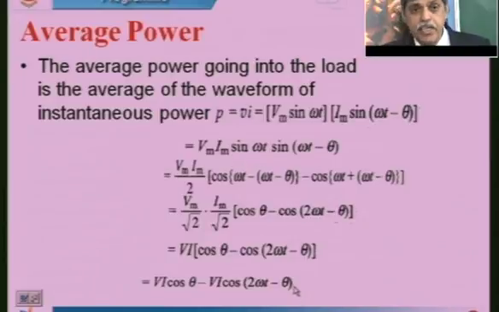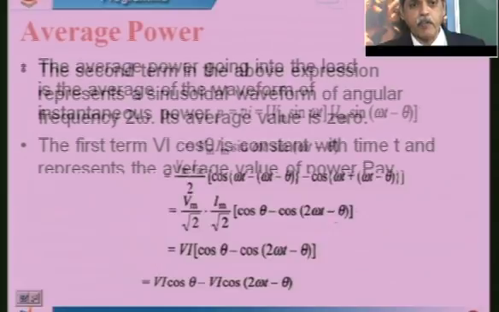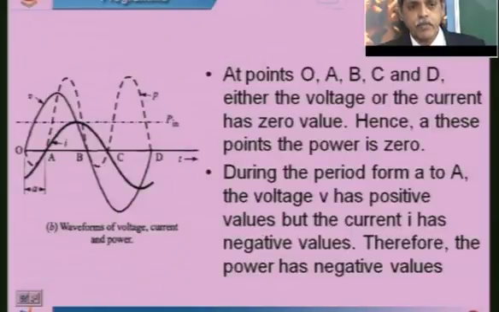Then if you try to complete the process of evaluating the average power, I will be getting only the first term, because the second term follows a sinusoidal waveform of angular frequency 2 omega, whose average value will be 0. You can also show this if you go to the power waveform in the previous slides. By the time the voltage completes a half cycle, that is 0 to another 0 through positive, the power has two half cycles. One is a negative one, the other one is a positive one. So that is why I get 2 omega there.